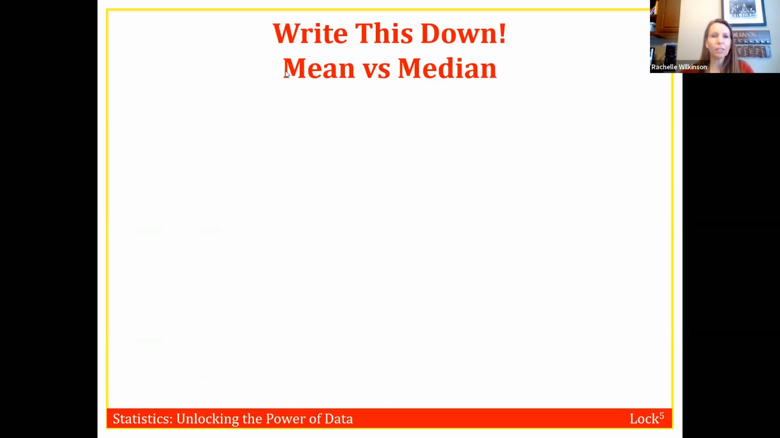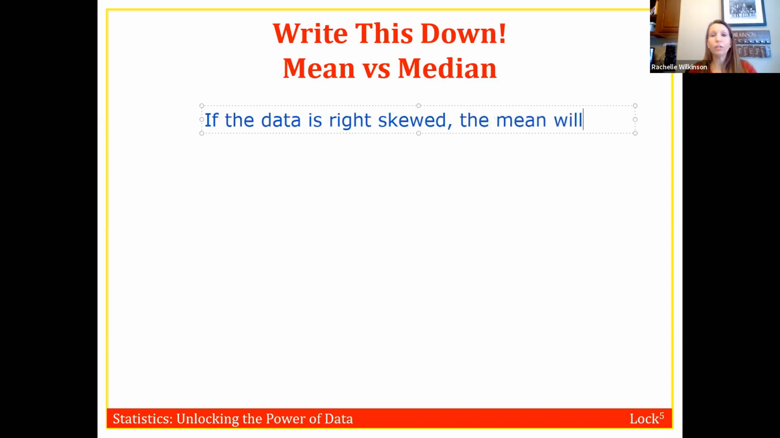All right, so a couple more things as far as the mean versus the median. Thinking about our histogram then, and mean versus median. Remember, the mean, because it is affected by outliers, is going to be pulled to wherever the outliers are. So in a right skewed distribution, the outliers are on the right, the mean is going to be pulled to the right, which means that the mean is going to be larger than the median. So if the data is right skewed, the mean will be larger than the median.